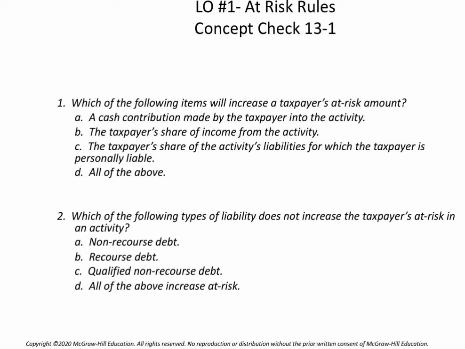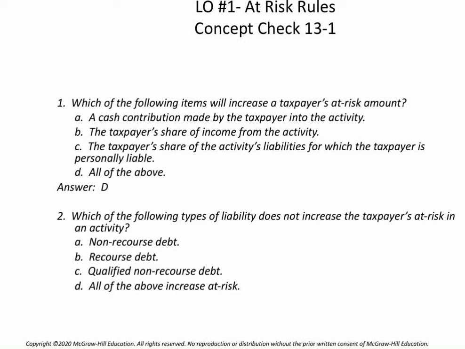So for the at-risk rules, let's take a look at our first concept check here. It says, which of the following items will increase a taxpayer's at-risk amount? And then we've got cash contribution made by the taxpayer into the activity, taxpayer's share of income from the activity, and taxpayer's share of activities liability for which the taxpayer is personally liable, so that recourse debt. That's going to be D, all of the above.